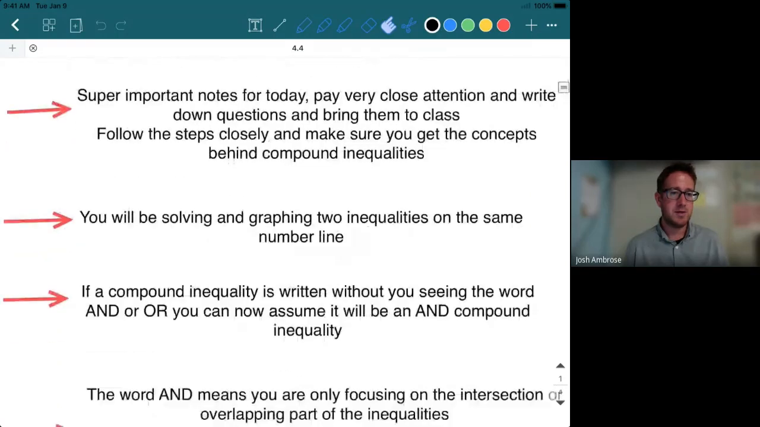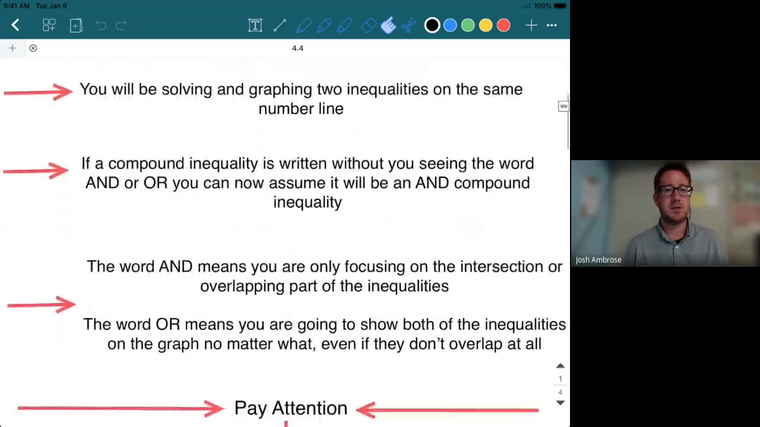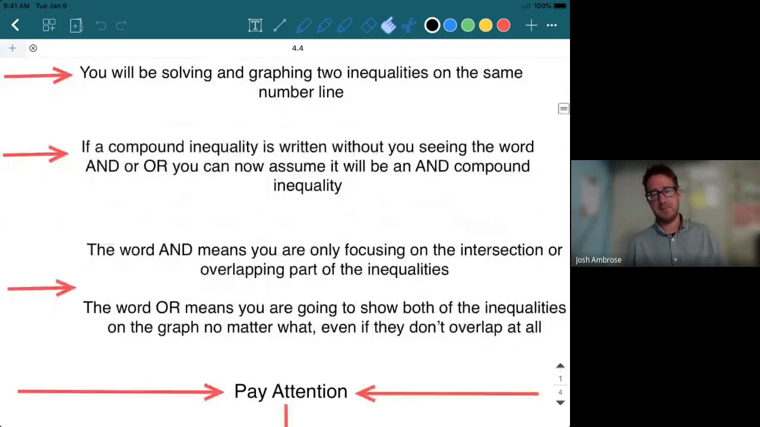So basically, what is the premise? You're going to be solving and graphing two inequalities, but on the same number line. Step 1 is you're going to be solving two inequalities. Then you're going to take those answers and graph those answers onto one number line.